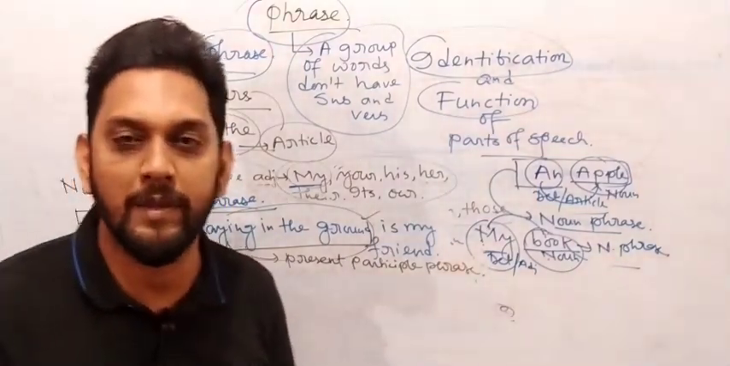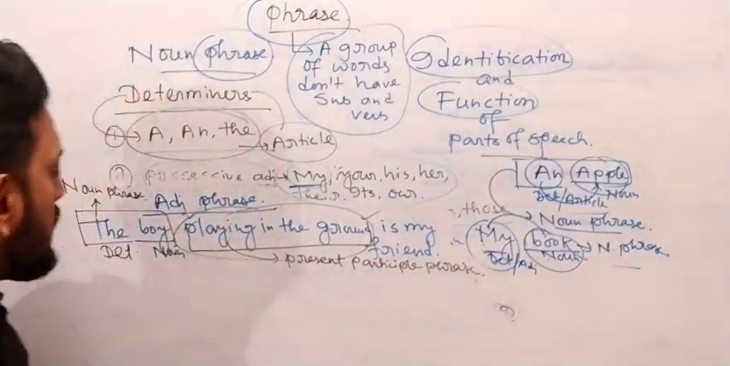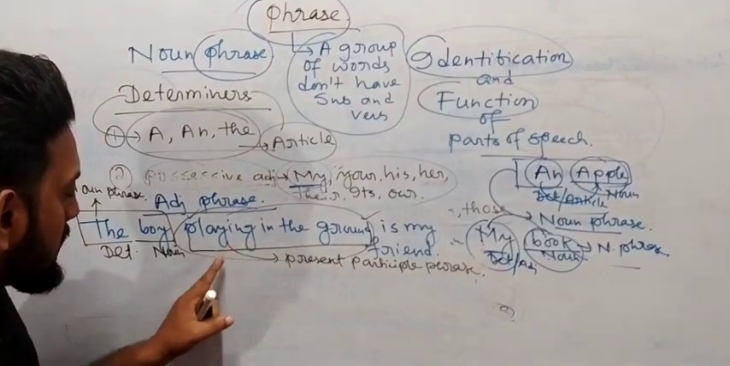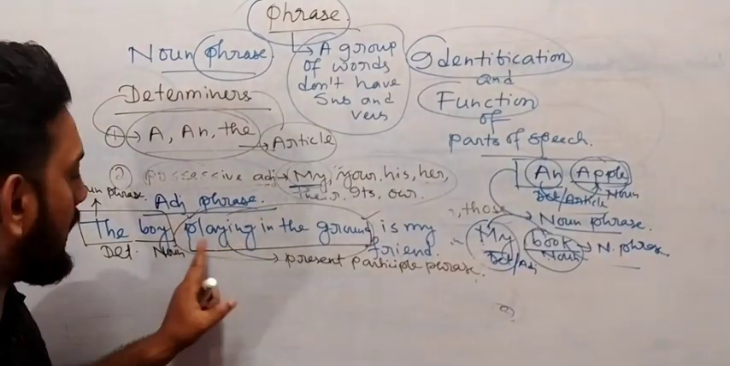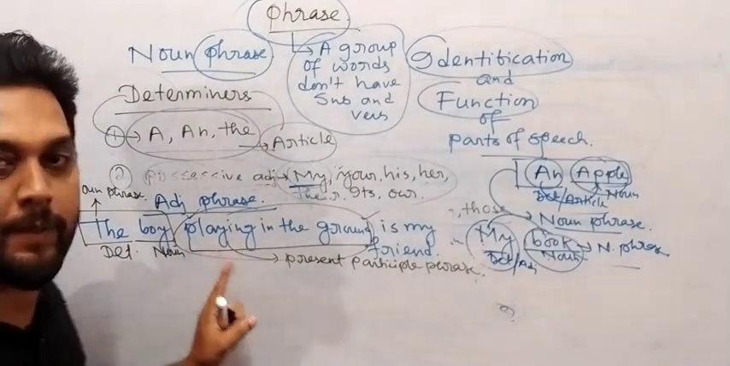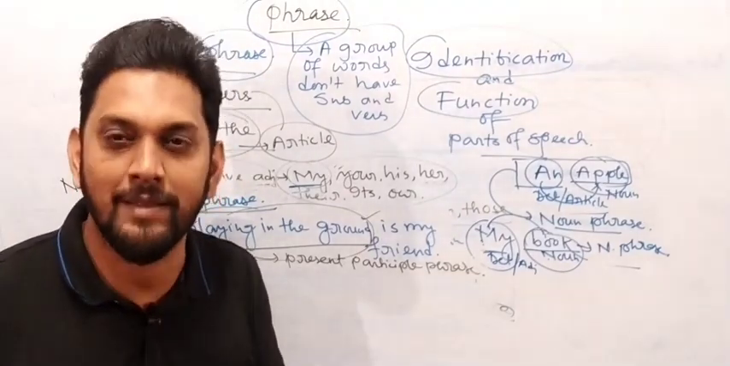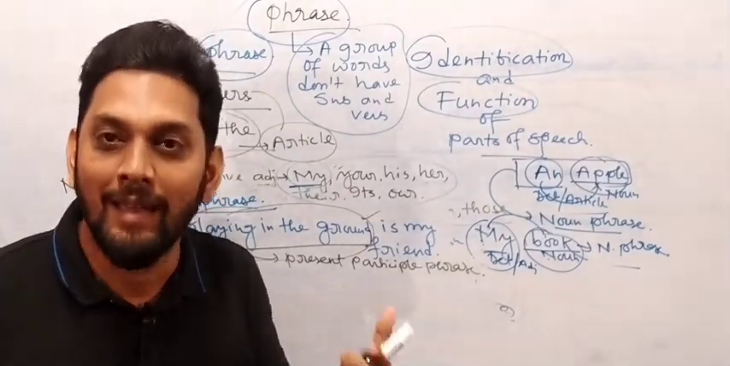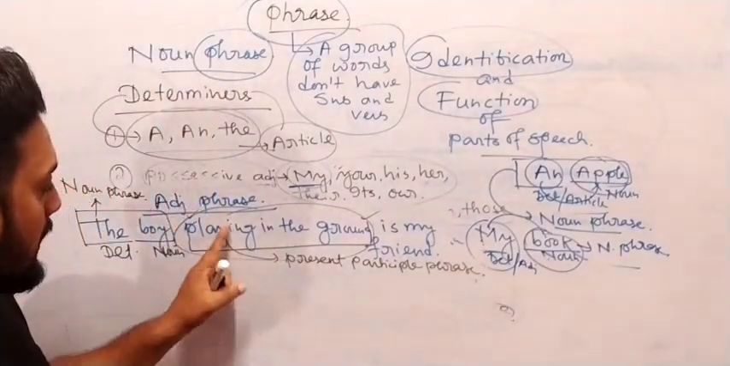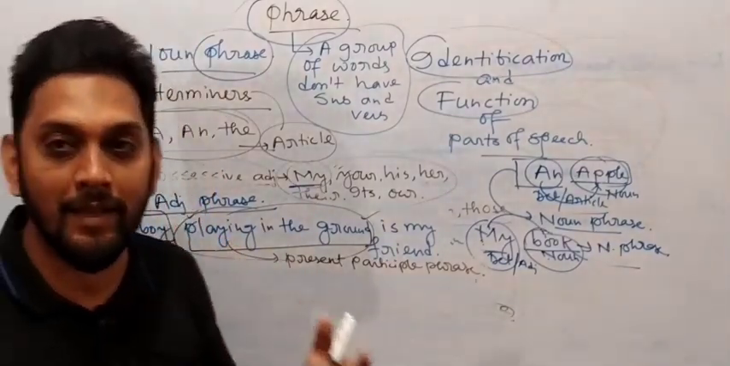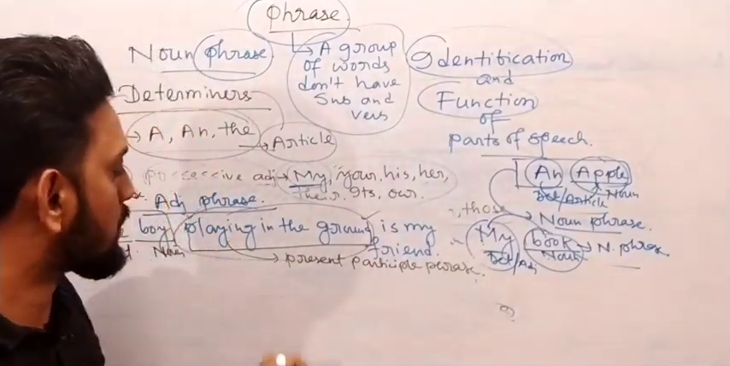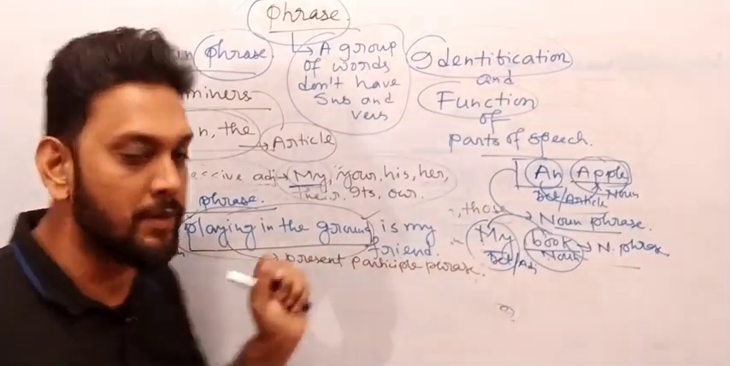And why do we call it a present participle phrase? Because have you seen that ing form with the verb? Yes or no? Ing form with the verb, playing. So this word can act as a verb, as a gerund, and also as an adjective. Right now here the ing form acts as an adjective in the sentence. So because of this reason we have written present participle phrase.